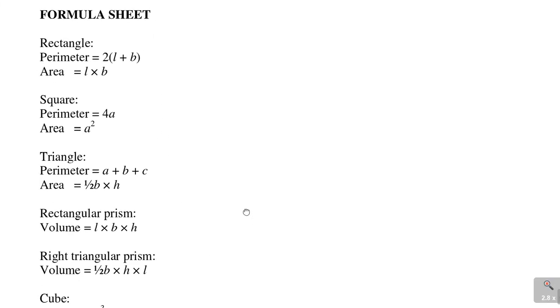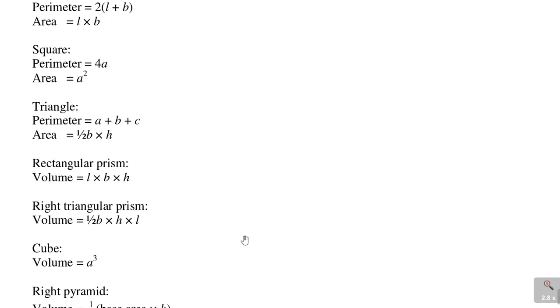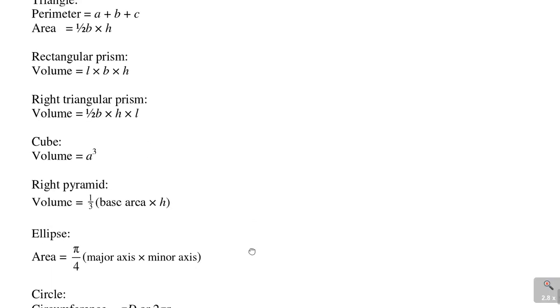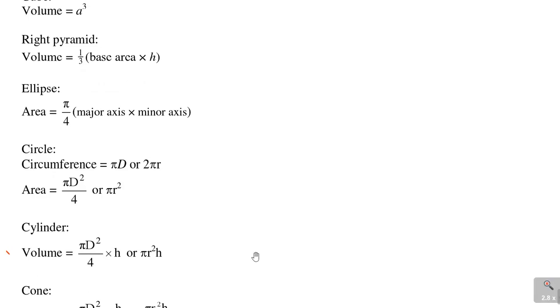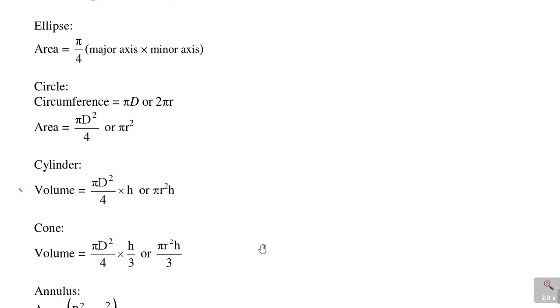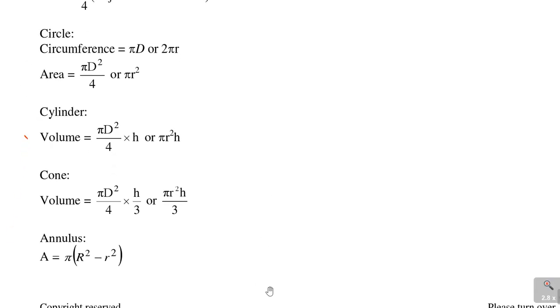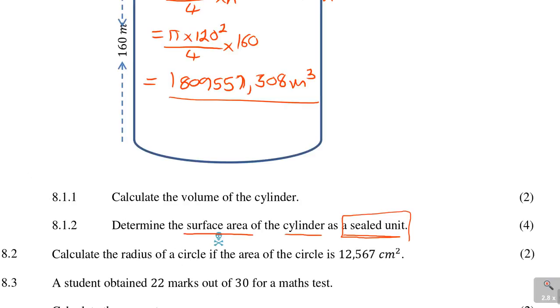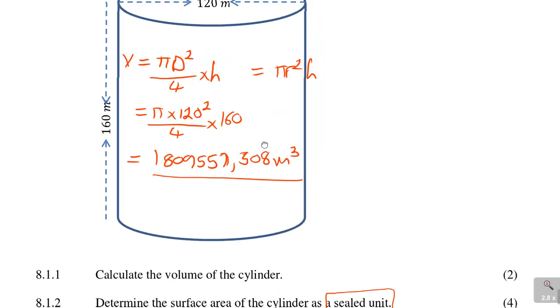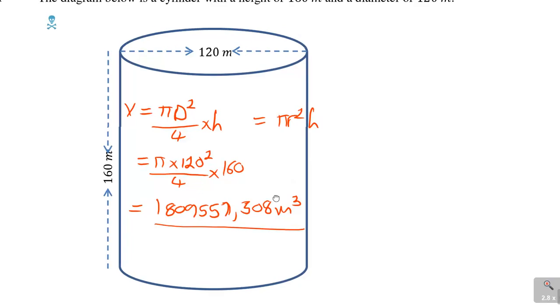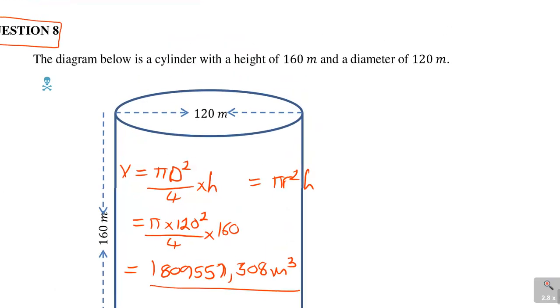Okay, unfortunately you don't have the surface area for the cylinder. I don't see that formula, which means you need to derive it on your own. So what you do, you come back to this question. Remember, they say it as a sealed unit. So what you need to remind yourself, we've got the volume, you can remove that.